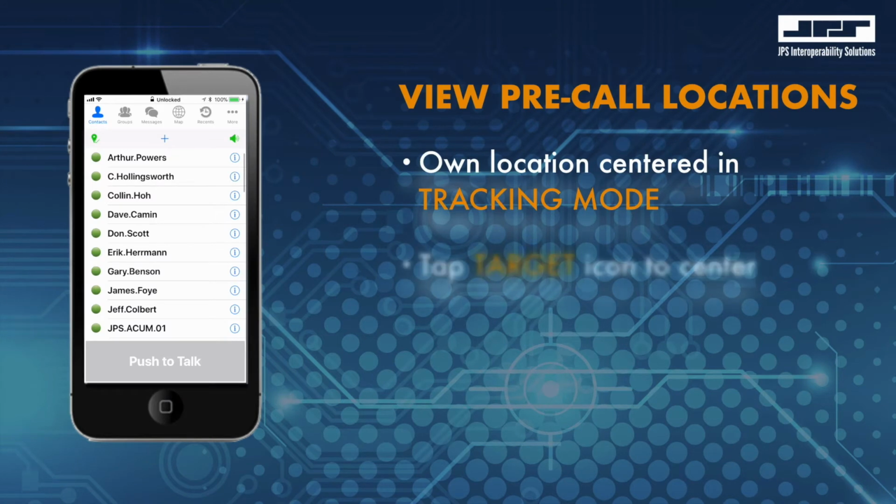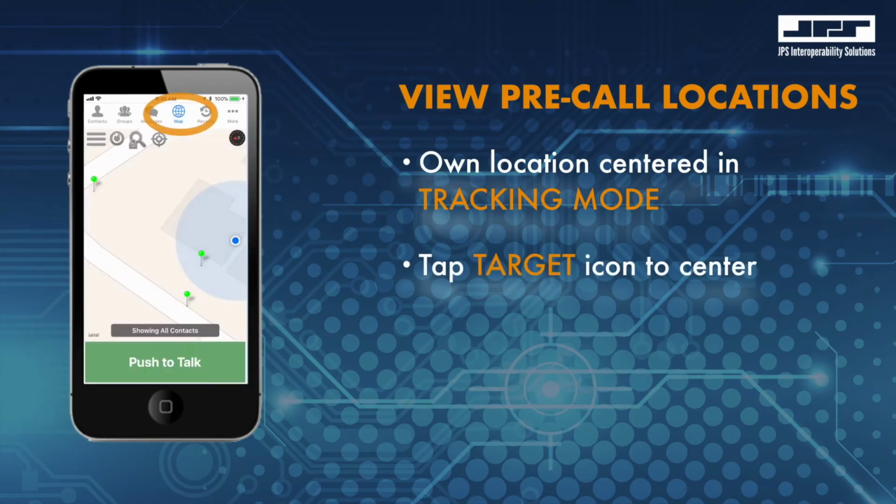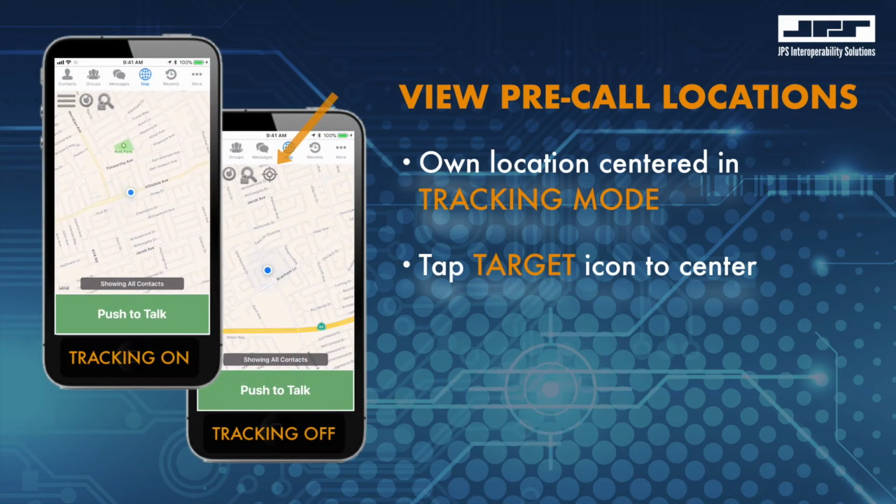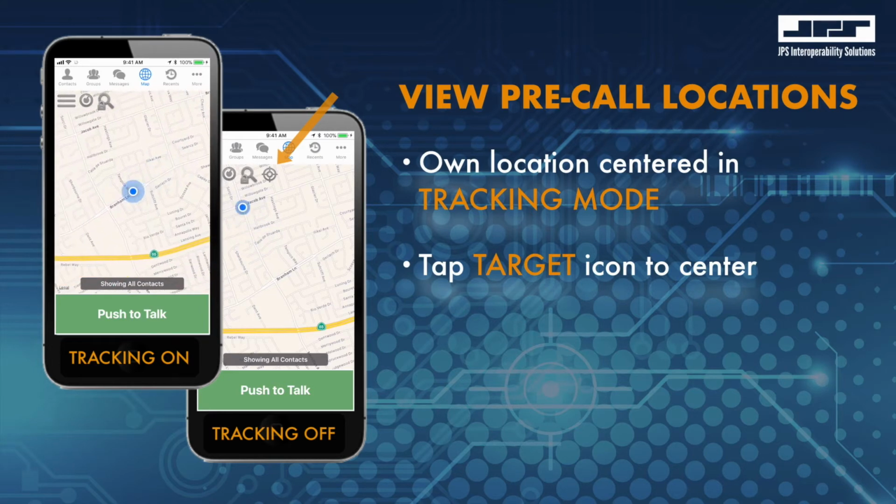By tapping on the map icon at the top of the VIA app, you'll be able to view your own pre-call location as well as the location of other members from your contacts list. Again, these locations are updated every 4 minutes. Tap the target icon and your location, signified by the blue dot, will be placed into tracking mode, effectively centering your location as your position changes.